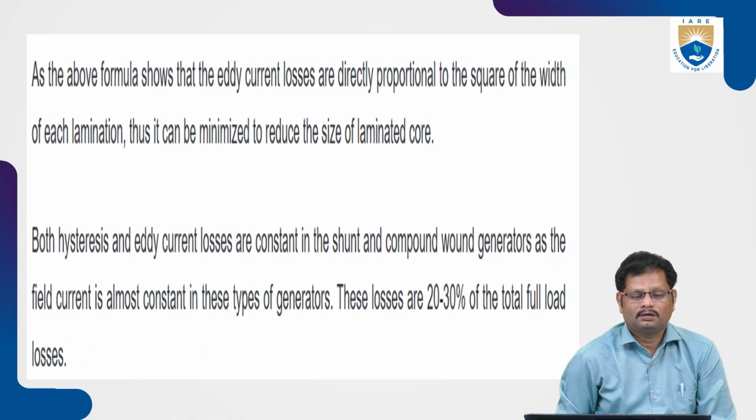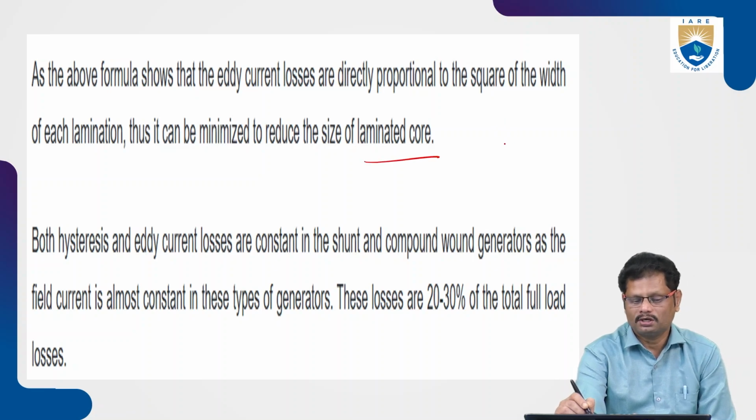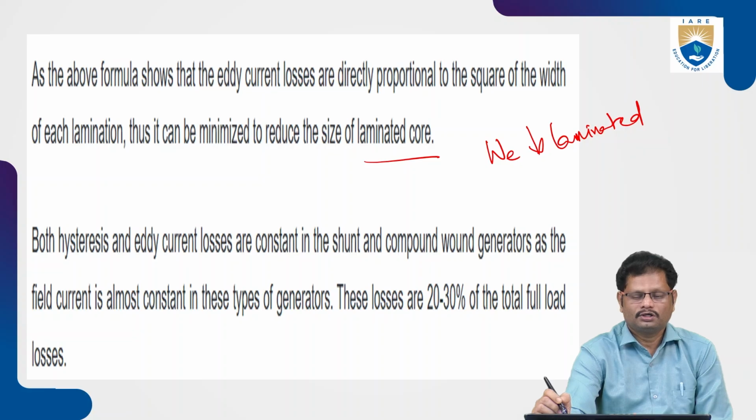As the formula shows, the eddy current losses are directly proportional to the square of the width of each lamination. Thus, it can be minimized by reducing the size of the laminated core. By reducing the laminations, we can reduce the eddy current losses. Eddy current losses can be reduced by using laminated silicon steel or high grade silicon steel, with low reluctance and low hysteresis constant. So, generally it is silicon steel material.